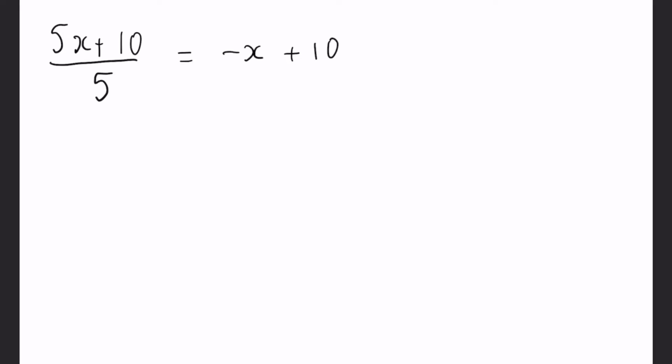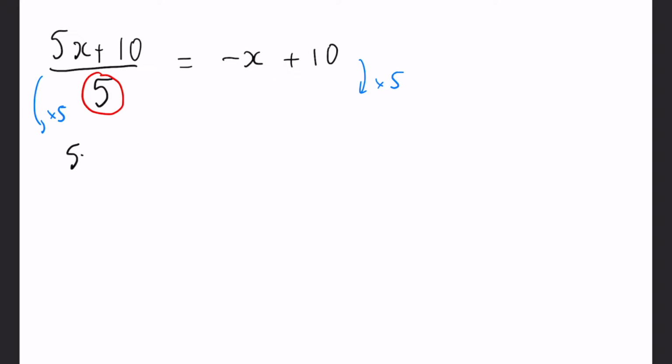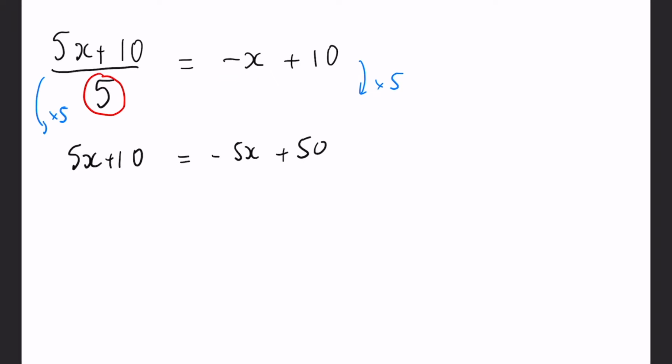And whenever we've got a fraction like this that spans the whole expression, 5x plus 10, it is important to get rid of that first. So we want to multiply both sides by 5 here, because a fraction is ultimately a division. If we multiply by 5, that will counteract it. So leaving us with 5x plus 10 equals minus 5x plus 50. Again, be careful, we've got a negative here, so make sure that follows through when we do it.